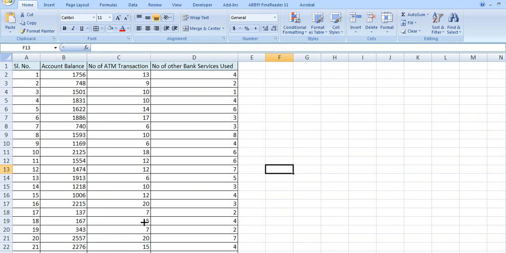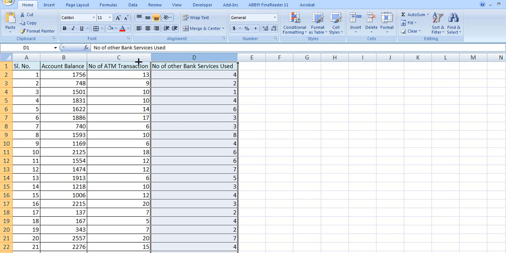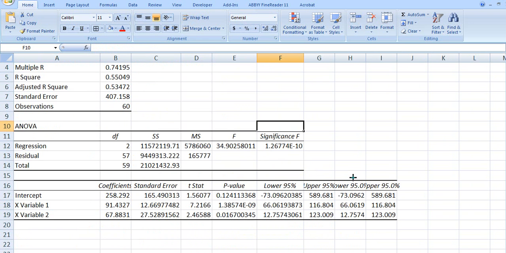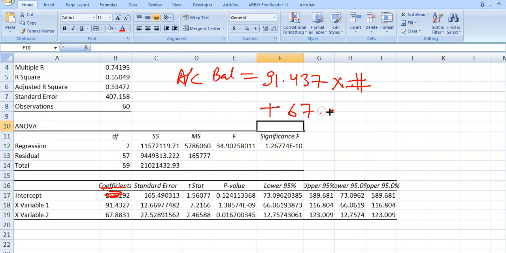And note here what we have done is we have finally got these two as the variables, and we can write our equation. So if somebody asks what will be the equation over here, I'll say that account balance is given as 91.437 into the number of ATM transactions plus 67.8831 into the number of services used. So this is the thing.